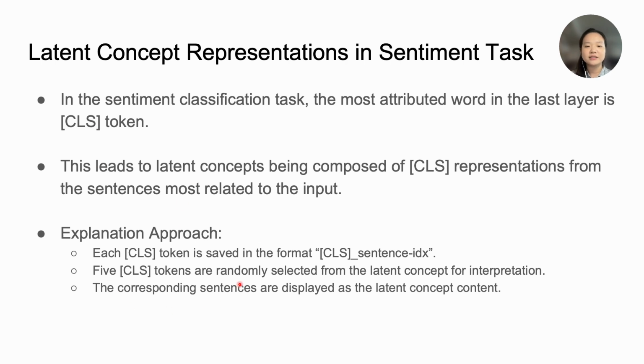Here's how the explanation approach works. Each CLS token is saved with a unique identifier, the sentence ID. So we put the sentence ID after each CLS token. For interpretation, we randomly select 5 CLS tokens from the latent concept and use the corresponding sentences for these tokens, which are displayed as the latent concept content.